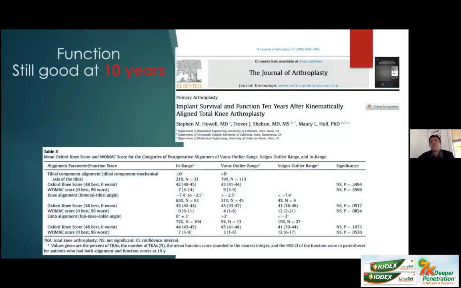Also, he extrapolated this data and looked at his 10-year outcomes, whether they were in the range, varus outliers, valgus outliers, and again found absolutely no difference. There is no statistically significant difference. So that makes us think, how do we align these knees and whether or not they're going to have any functional benefit? Yes, sure, you can say that their function is good, but their function is also good with a mechanically aligned knee. So why should I be changing to kinematic alignment?